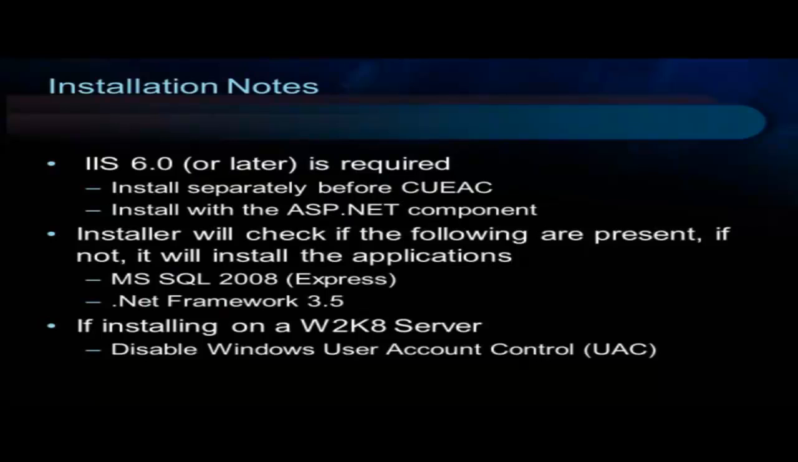Before I go into the server installation, I want to go over a few notes. First, IIS 6.0 with the ASP.NET component needs to be installed separately before the CUEAC installation. Next thing to note, the CUEAC installer will check to see if MS SQL and .NET Framework are present. If not, it will install these for you. Keep in mind with SQL, if you do have a large site, it's strongly suggested to use SQL Server Standard or Enterprise editions instead of using the default Express. Lastly, if you're installing CUEAC on a Windows 2008 server, which in this video I am, you have to disable the Windows User Access Control before installing. With the understanding of these notes, let's start the server install.